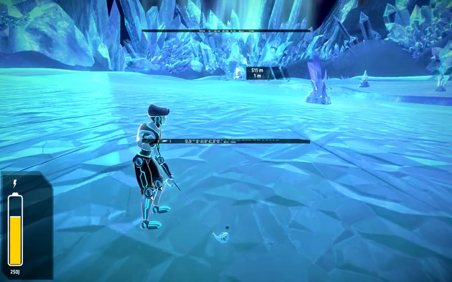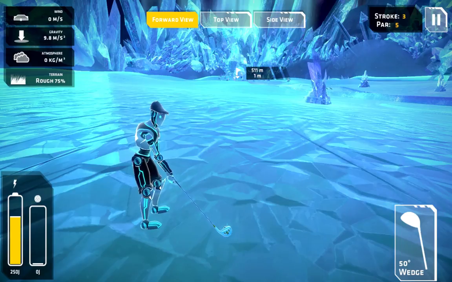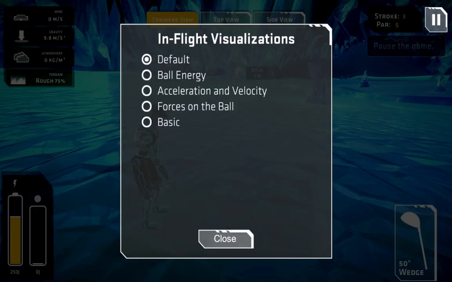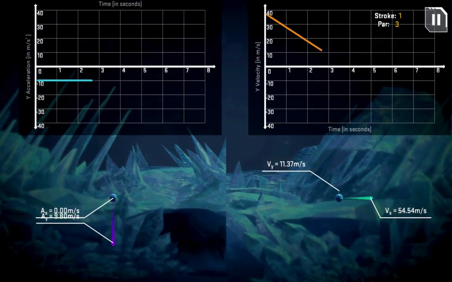One of the things that you can do if you want to isolate a particular visual for a student is you can go to the pause menu and you can look at the in-flight visualization. The visual for hole 3 in planet 1 is a graph that on the left side will show the acceleration and on the right side will show the velocity. Remember, the question asked us to see what the relationship between the velocity and acceleration is.